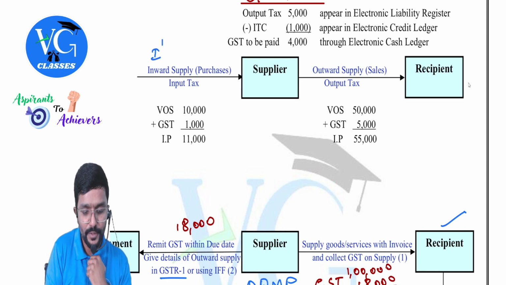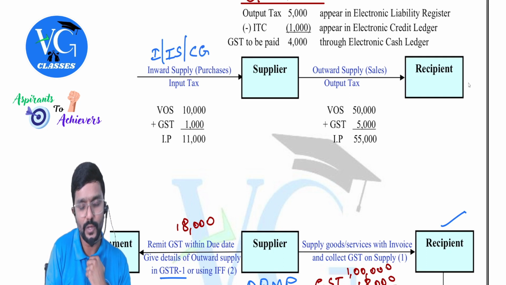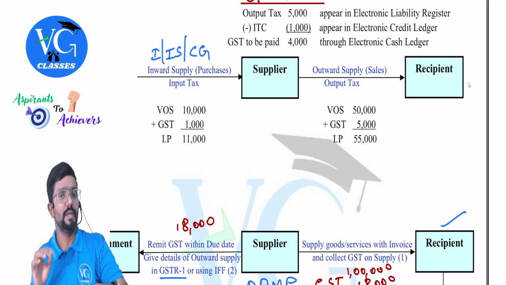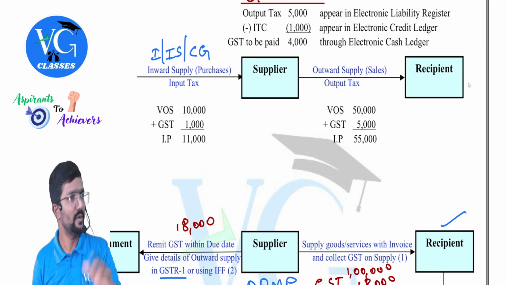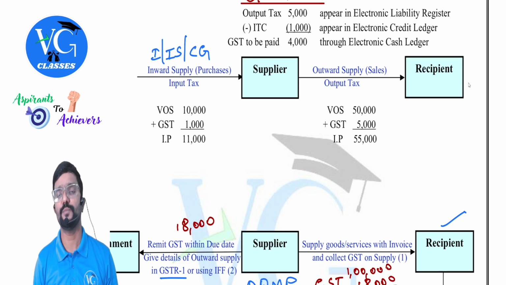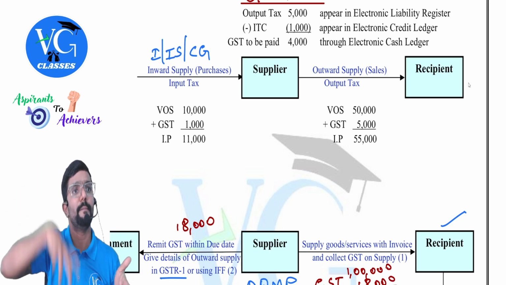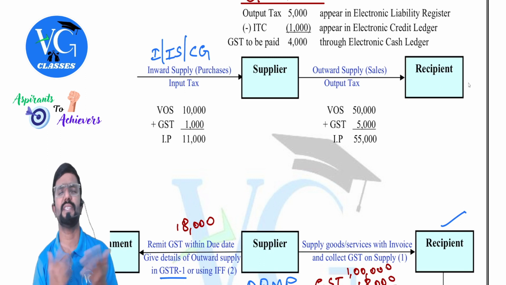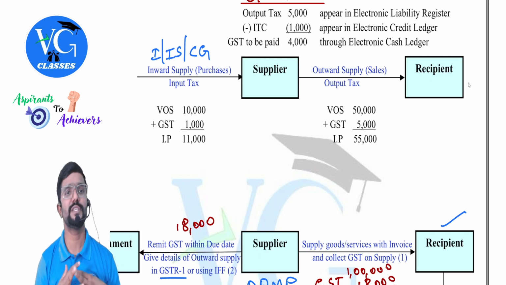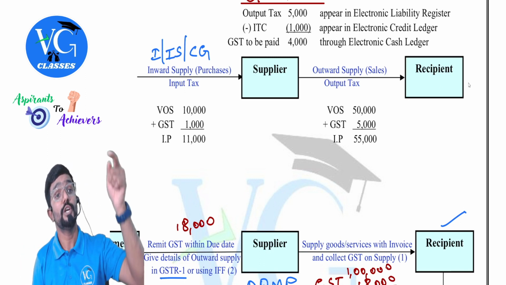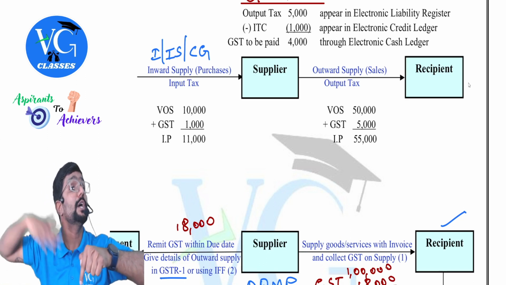It can be input, or input service, or capital goods. Guys, let me explain in simple terms. Input means raw material, which I will use in my manufacturing process or in my entity. Input service means I have taken some service in order to use it in my business. Capital goods means fixed assets like plant and machinery, furniture, which I have purchased to use in my business for a longer period.